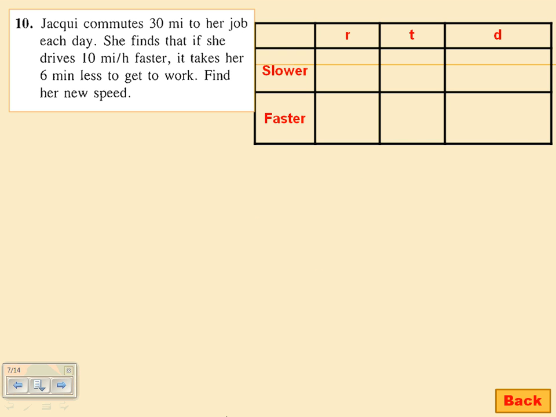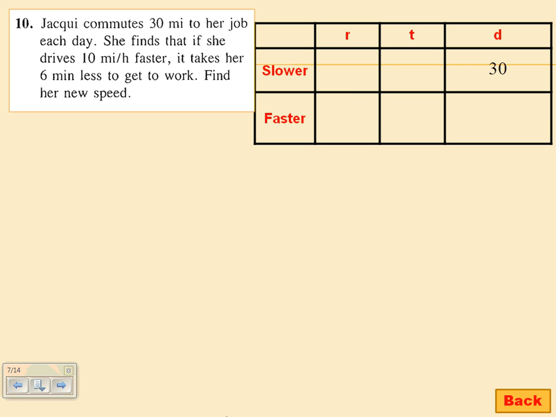Now for number 10, you have to use the chart. Jackie commutes 30 miles to her job each day. She finds that if she drives 10 miles an hour faster, it takes her 6 minutes less to get to work. Find the new speed. Well, for this, guys, she has two conditions, the slower and the faster. Now we know that she commutes 30 miles each day, so her slower distance and her faster distance are going to equal each other.